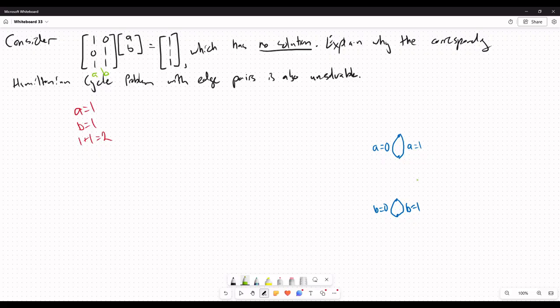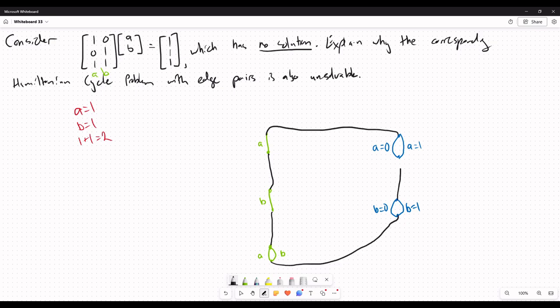So I'll have an A edge here representing that there's a 1 in the A column of the first row. We'll have a B edge representing that there's a 1 in the B column of the second row. And then we'll have both an A and a B edge down here, representing that I have both a 1 in the A and B column of the third row. We'll kind of connect these all together. And once we connect these all together, here's where we need to do the edge pairs.